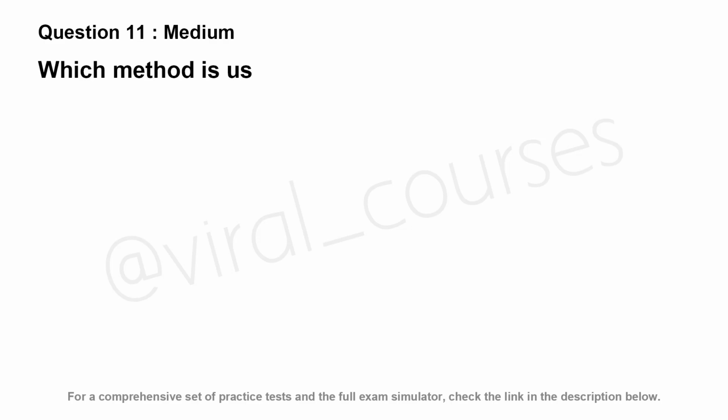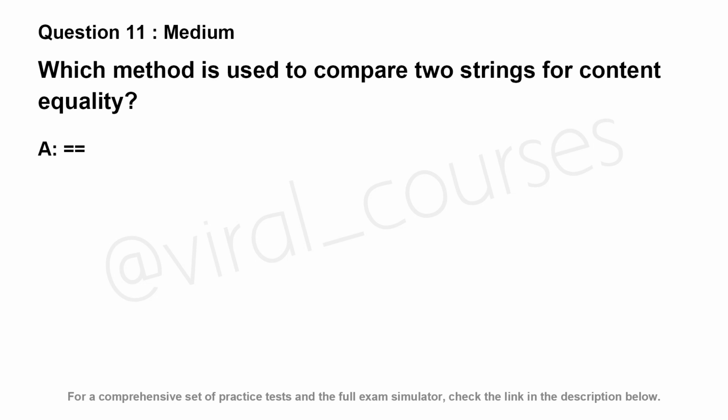Which method is used to compare two strings for content equality? Option A, ==. Option B, equals. Option C, compare. Option D, isEqual.